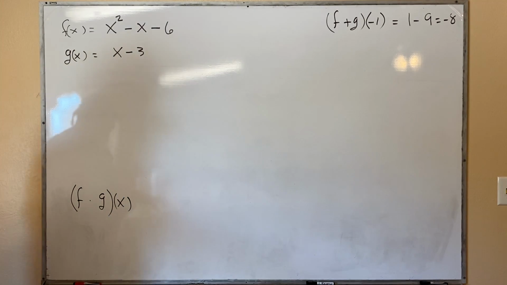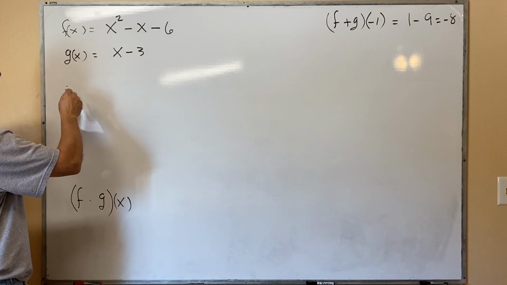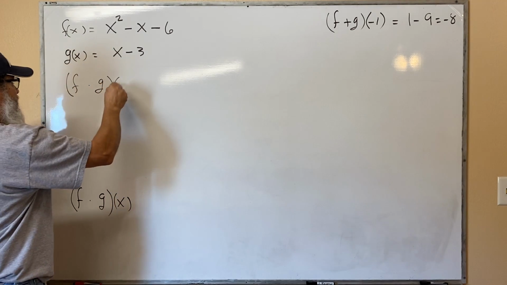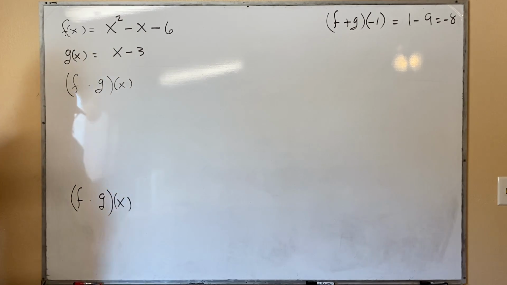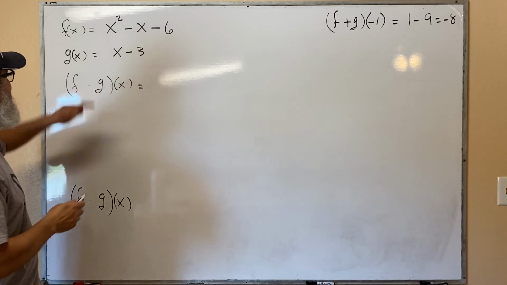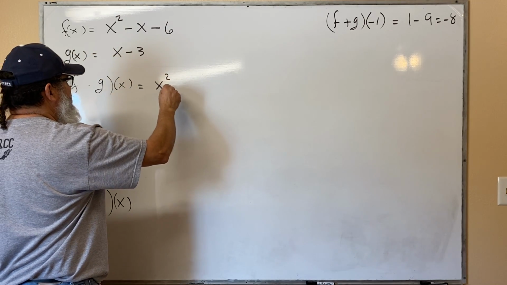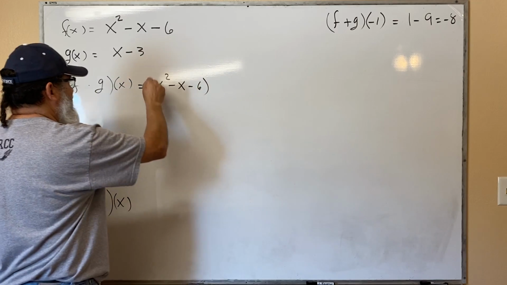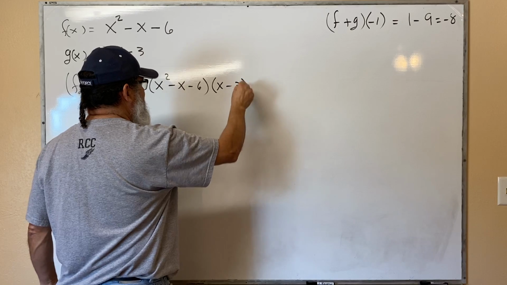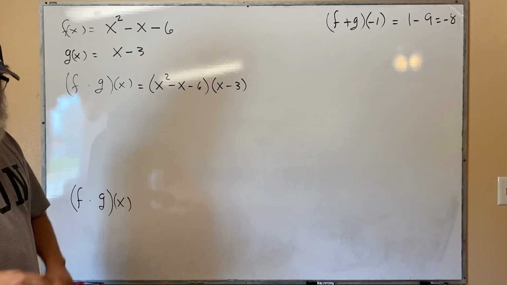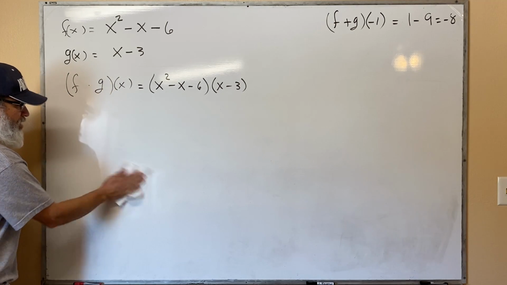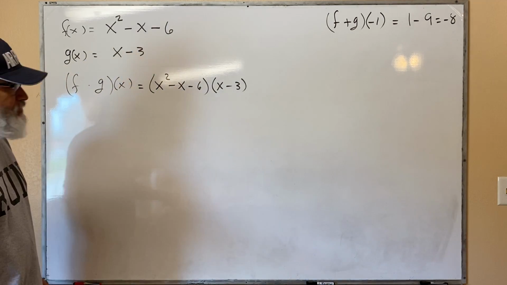And we're going to do that. We're going to multiply f times g of x. That's what we're going to do. And we know what f of x is. F of x is x squared minus x minus 6 times, and we know what g of x is, x minus 3. And now we're just going to multiply them, okay? We're going to multiply the trinomial times the binomial, okay?